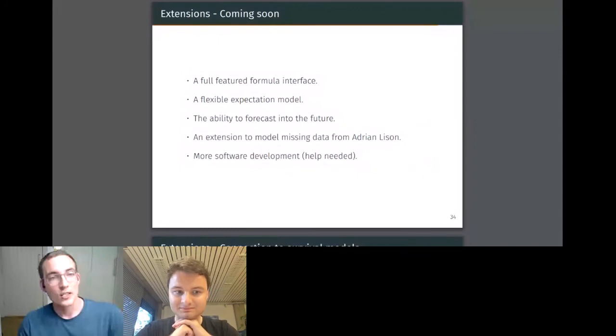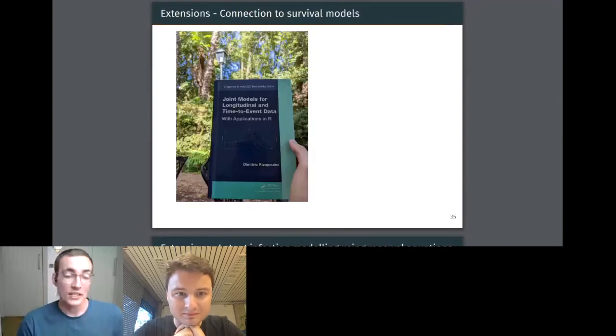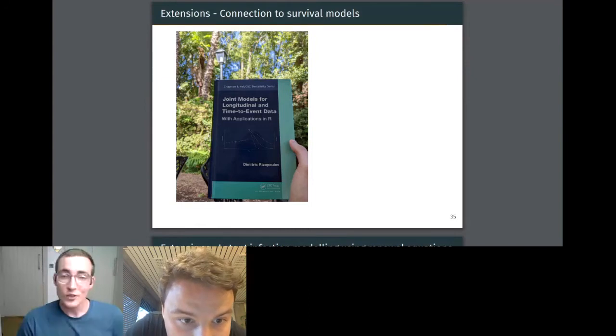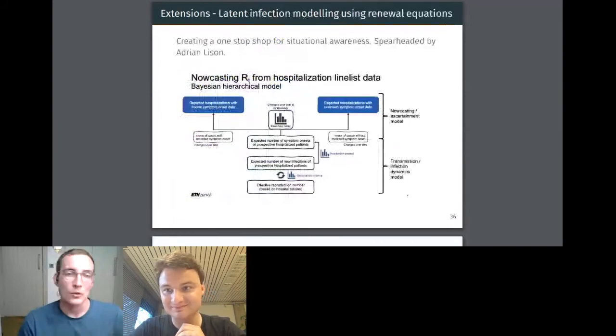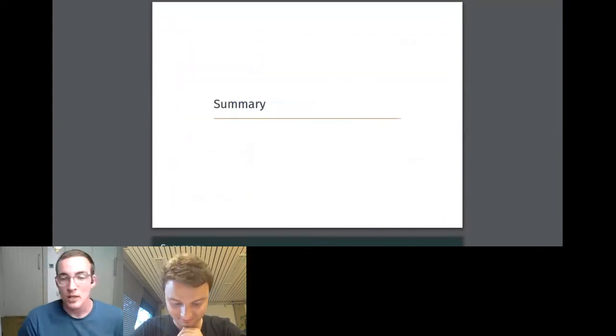Extensions. There's a lot of exciting stuff to come. We're developing a more flexible, full-featured formula interface, a better expectation model, forecasting, the ability to model missing data, and obviously a lot more survival analysis. This is a book that I enjoyed that we're basing some of our extensions on. This is an extension that Adrian Leeson is working on that's building this into a full surveillance toolkit, so backing out to the effective reproduction number, which is very exciting.